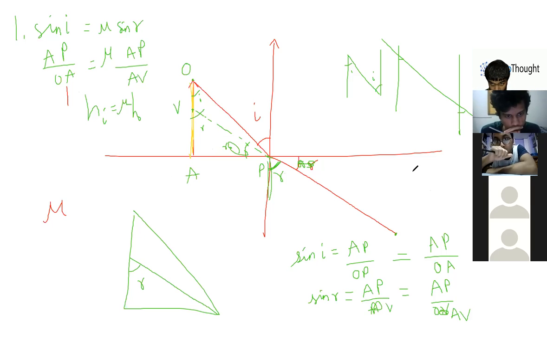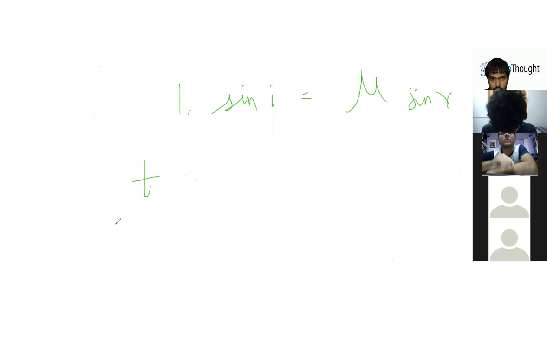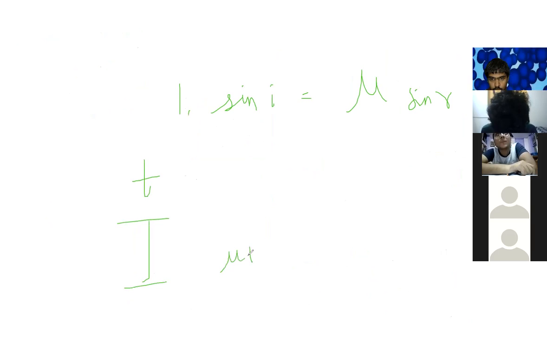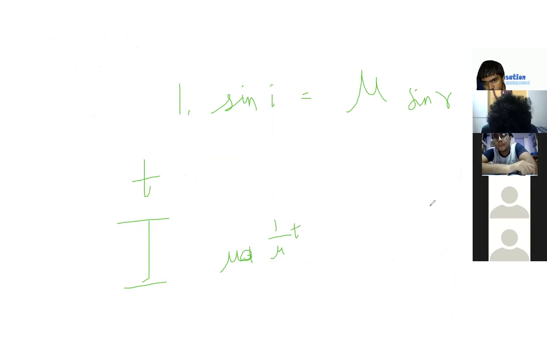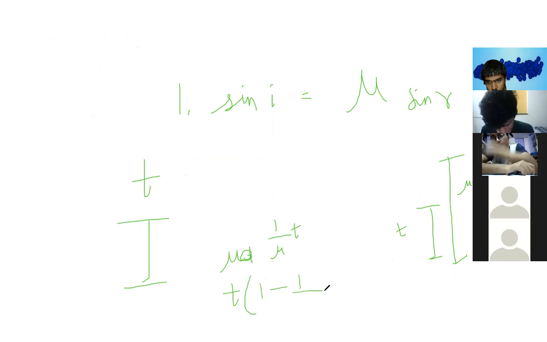So initially the height was t, then the height becomes 1 by mu into t. By writing 1 into sin i is equal to mu into sin r, we get that the height which was t becomes mu t. Or rather 1 by mu t in the case of contraction. In the case of expansion, the t becomes mu t. So what is the shift in the height? t into (1 minus 1 by mu).